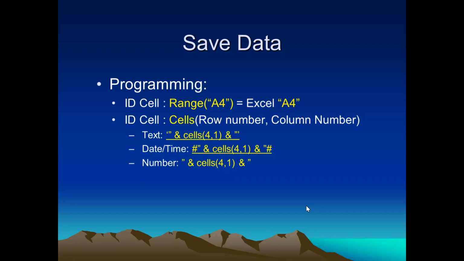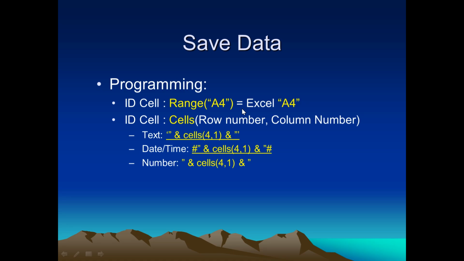When you do the programming, there's a little bit of a difference in how to ID each cell. In Excel, you use the column letter and the row number, such as A4, that's one cell. You can use the same way in VBA programming, but you have to use the Range this way.